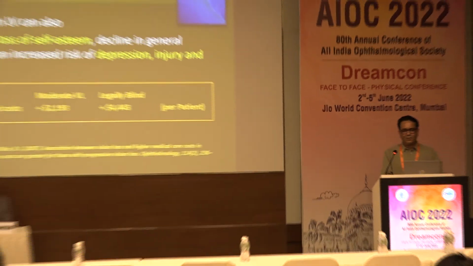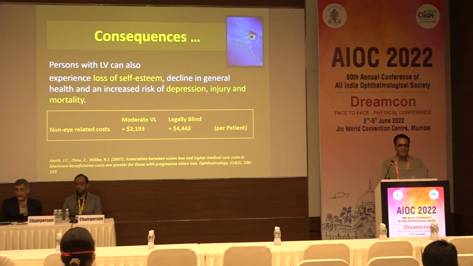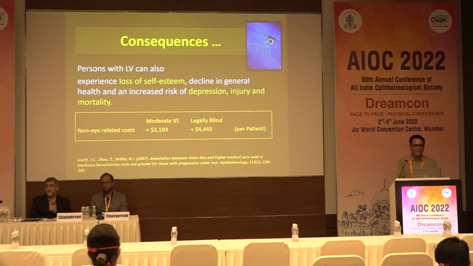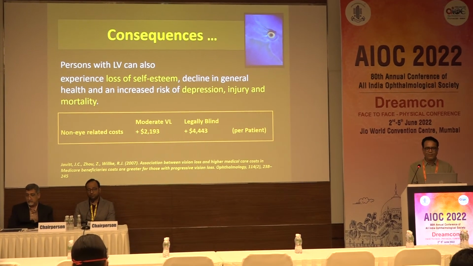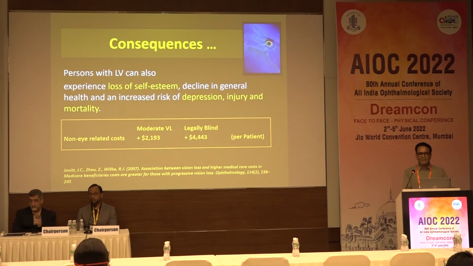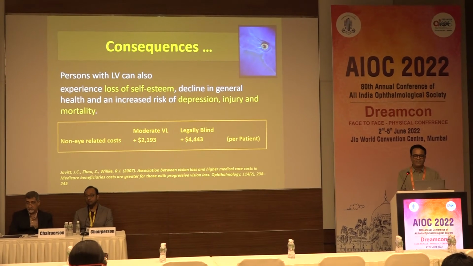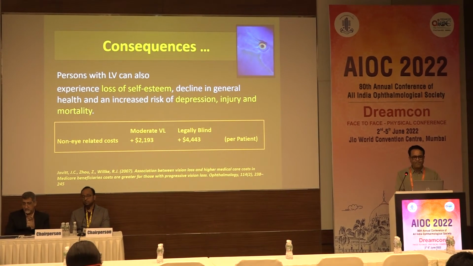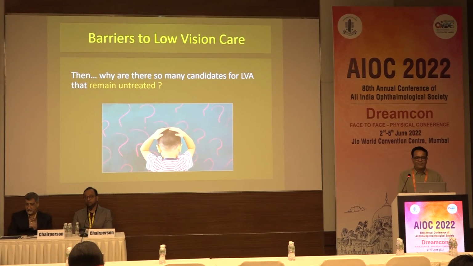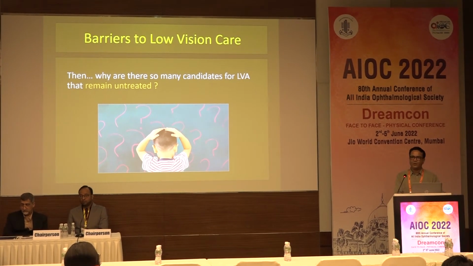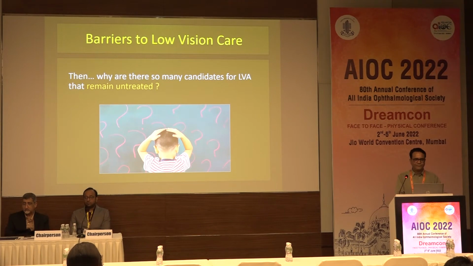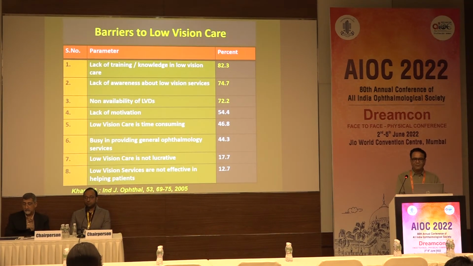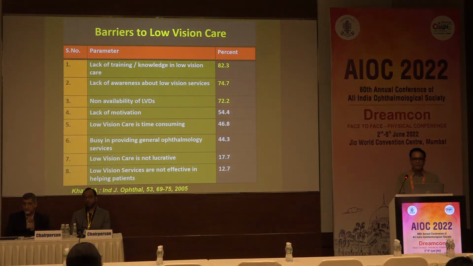and its consequences are debilitating and include loss of self-esteem, depression, injury and mortality, and it incurs a lot of expenses on the patient and on the government. Then the question is, why do so many patients go untreated? The answer is because there are so many barriers to low vision aid treatment, which can be seen in these slides.